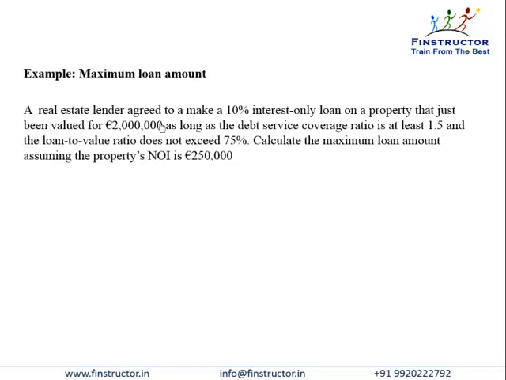A real estate lender agreed to make a 10% interest-only loan on a property that has just been valued at 2 million, so long as the debt service coverage ratio is at least 1.5 and the loan to value ratio does not exceed 75%. Calculate the maximum loan amount assuming the property's net operating income is 250,000 euros.